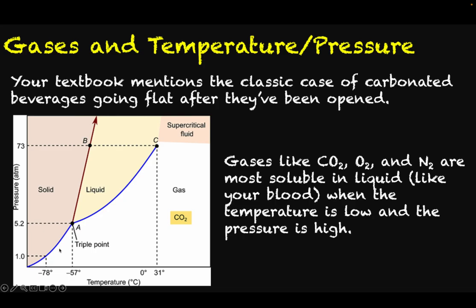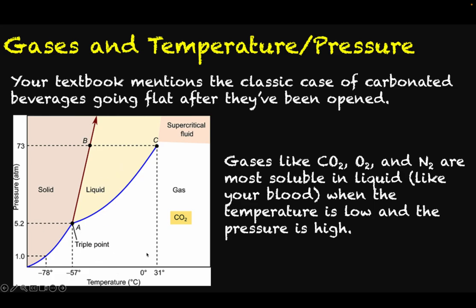But at room temperature, which is maybe about 15 degrees Celsius, and at standard atmospheric pressure, which is 1 atmosphere, carbon dioxide is going to be a gas. Okay, so if we want carbon dioxide to dissolve into a liquid like your beer or your soda, we want to move on the phase diagram for carbon dioxide. We want to end up in this quadrant right here, the liquid quadrant.